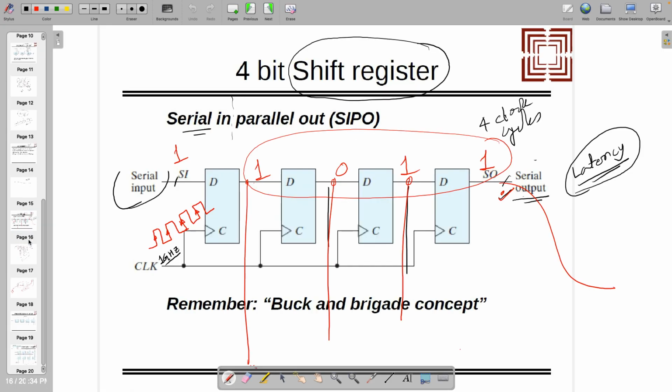And one more correction, it does not require only 4 clock cycles, it actually requires 7 clock cycles, right? After 4, the first one is reaching the output, not all 4. For all 4, it requires 7 clock cycles. 3 more clock cycles are required to transfer this 1011 to serial out. But after 4 clock cycles, you can have the parallel output. That is correct, right?